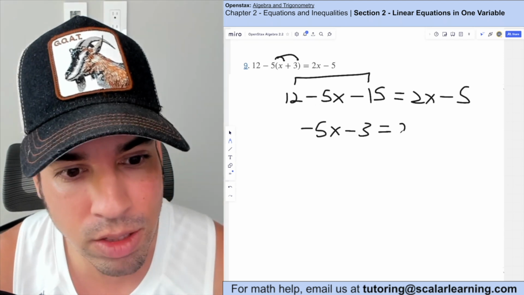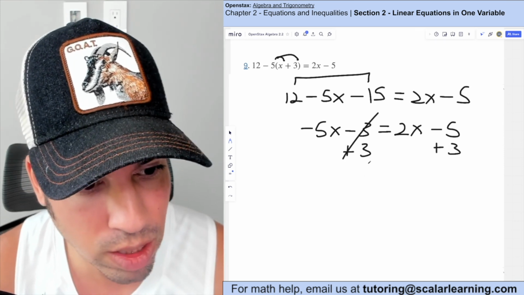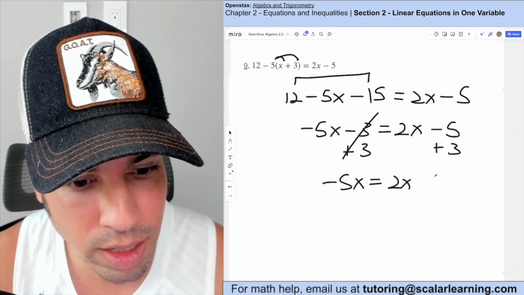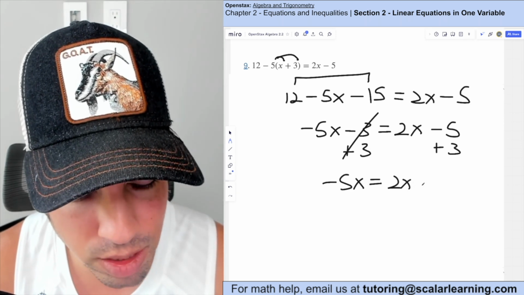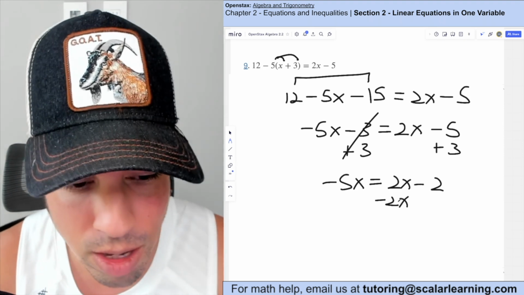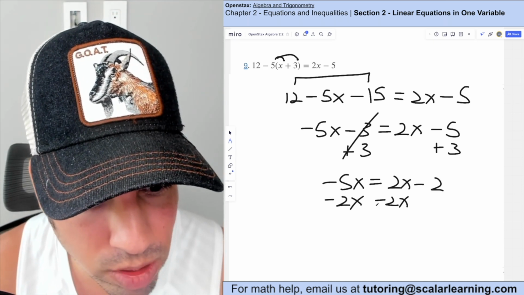And then now I'm going to move the 3 over. So it's a -3, so I'm going to do the opposite. I'm going to add 3 to both sides. These will cancel out. Now I've got -5x equals 2x, and then -5 plus 3 is a -2. Then I'm going to subtract 2x. You see I'm consolidating the variables, consolidating the constants, so I'm going to subtract 2x from both sides.